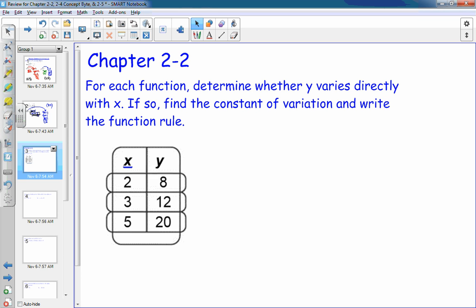Now, this says for each function, determine whether y varies directly with x. You know what that means? Tell me if it's direct variation, right? If so, find the constant term of variation. Huh? What's a constant term of variation?